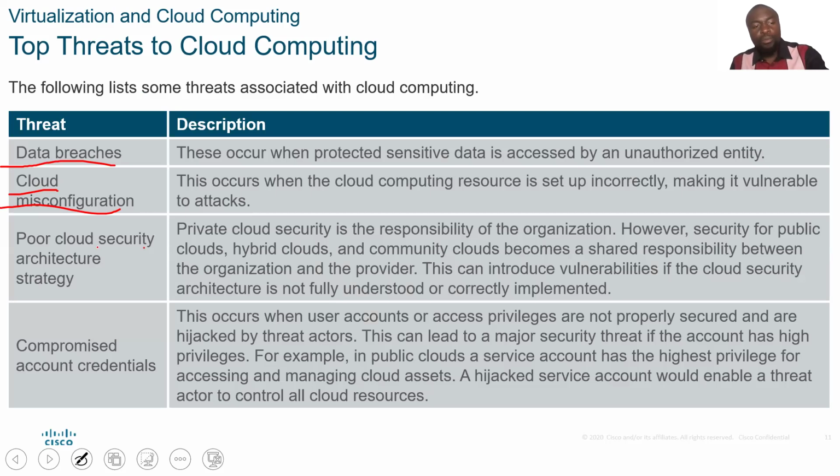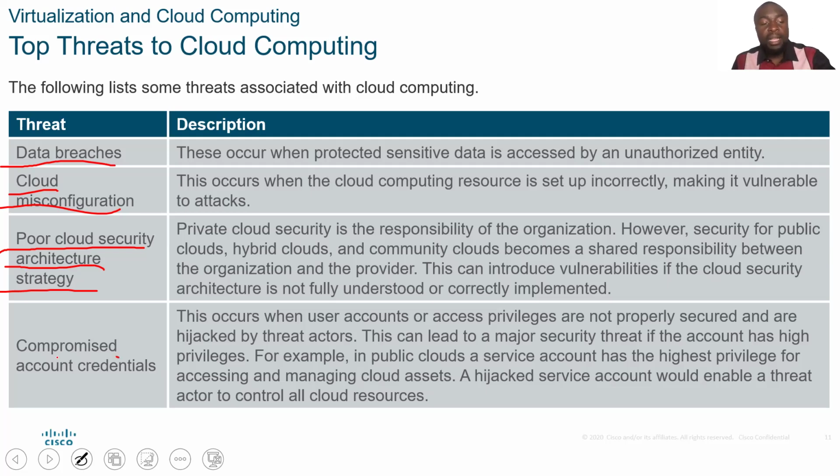Then you have poor cloud security architecture strategy. Private cloud security is the responsibility of the organization itself. However, security for public clouds, hybrid clouds, and community clouds becomes a shared responsibility between the organization and the provider itself. So this can introduce vulnerabilities in the cloud security architecture if it is not fully understood or correctly implemented.